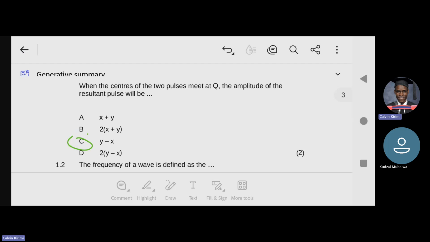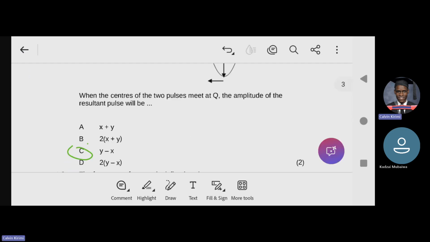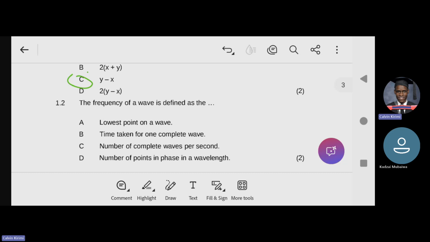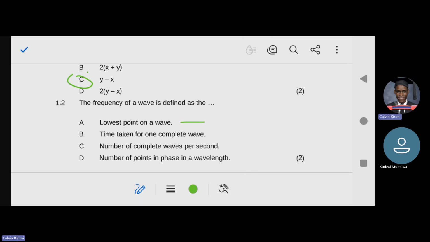So now we are using the theory that we were discussing here to answer the question. So now we are saying the frequency of a wave is defined as what? The lowest point on a wave? Is it correct? No. B, the time taken for one complete wave? No. What is the lowest point on a wave? We said it's this one.